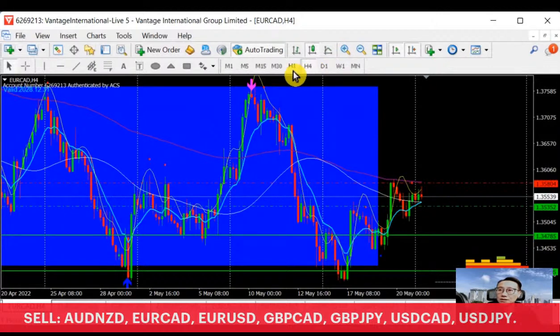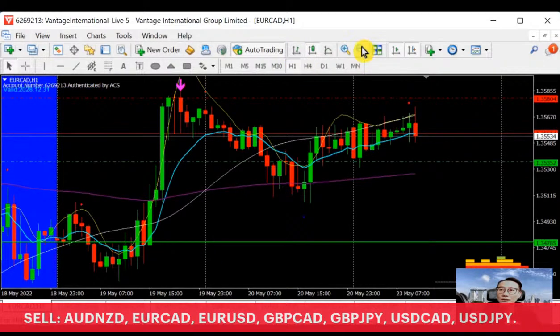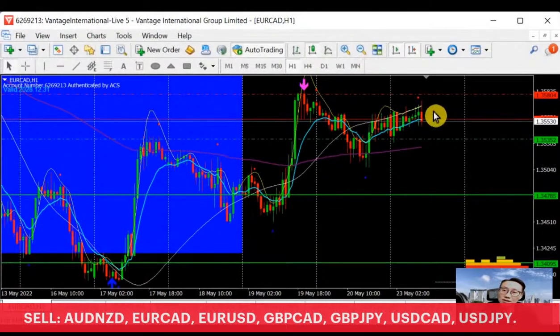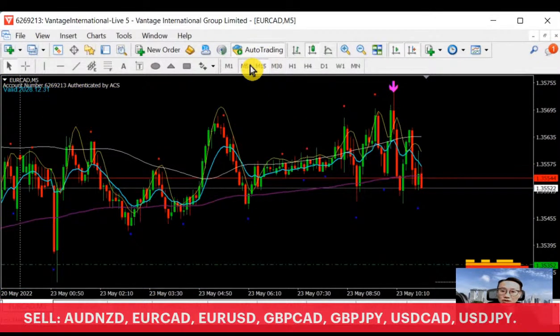Looking at this, we can see there's a rejection candle over here. Correct? There's a rejection candle in H4. It shows the strength. Nice. H1 is a new selling cycle, green and red candles coming along the way. On 30 minutes, we are still selling. In the last 15 minutes, we are still selling.